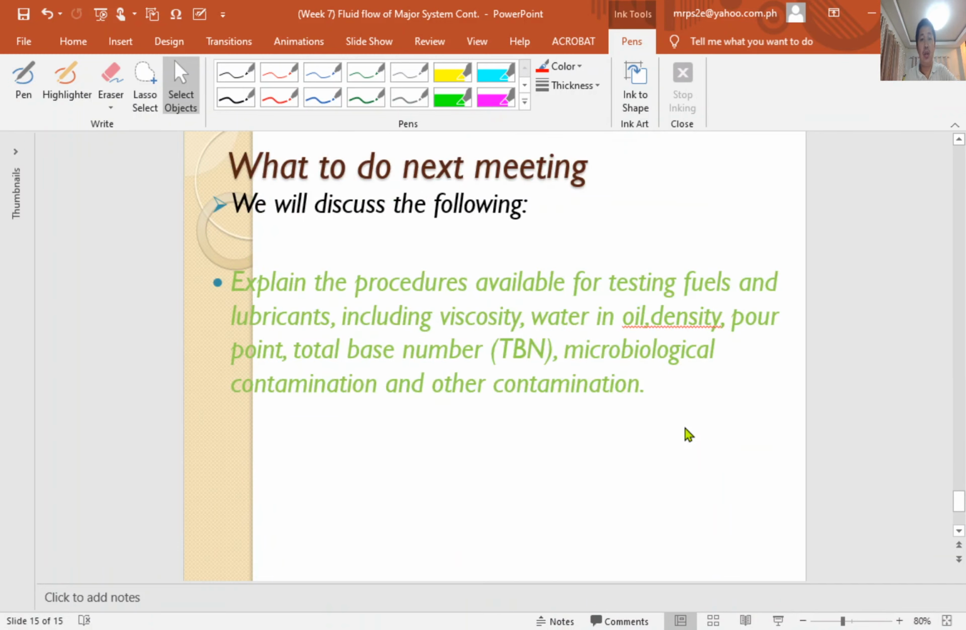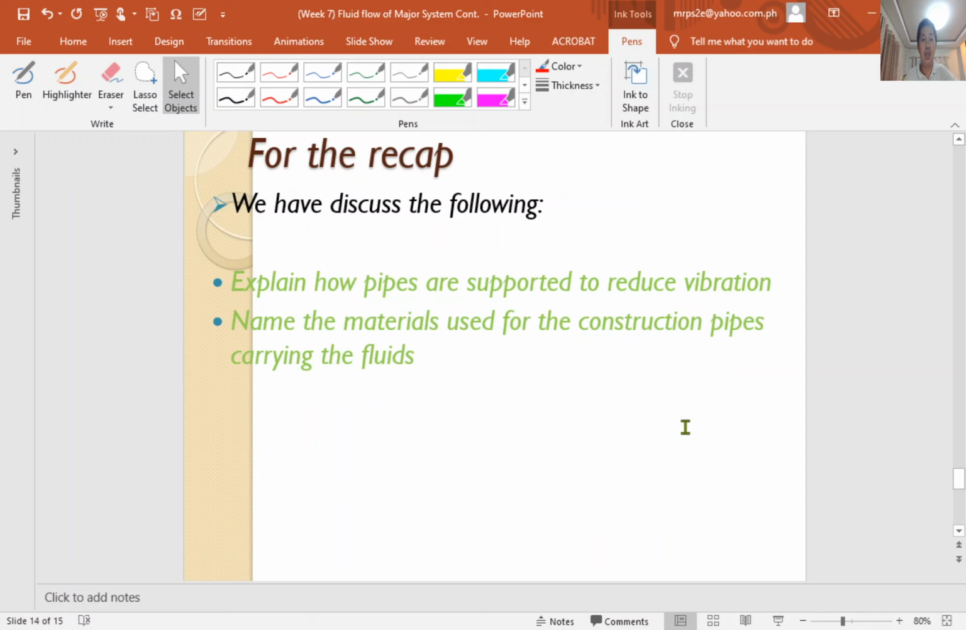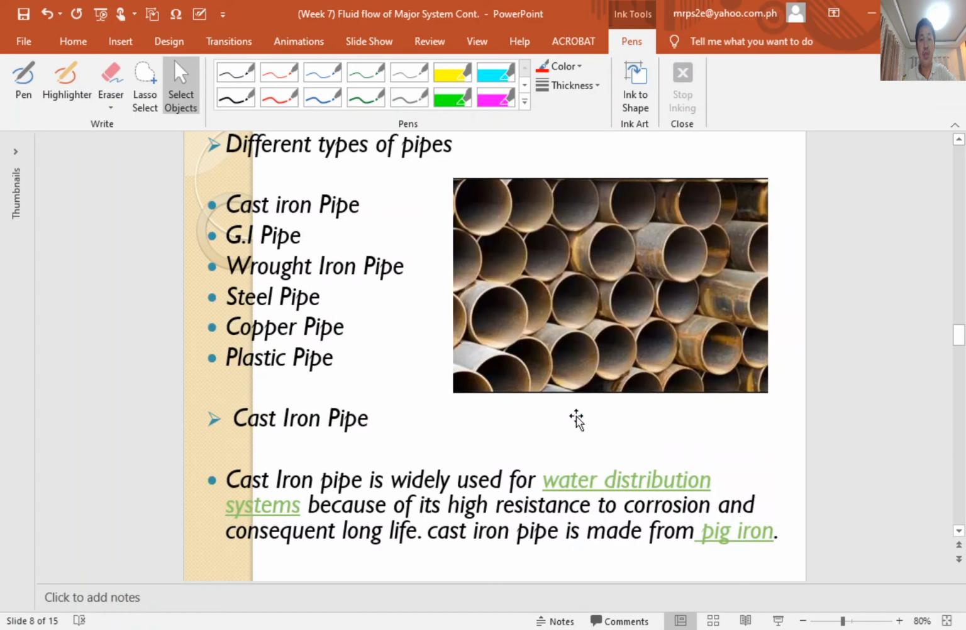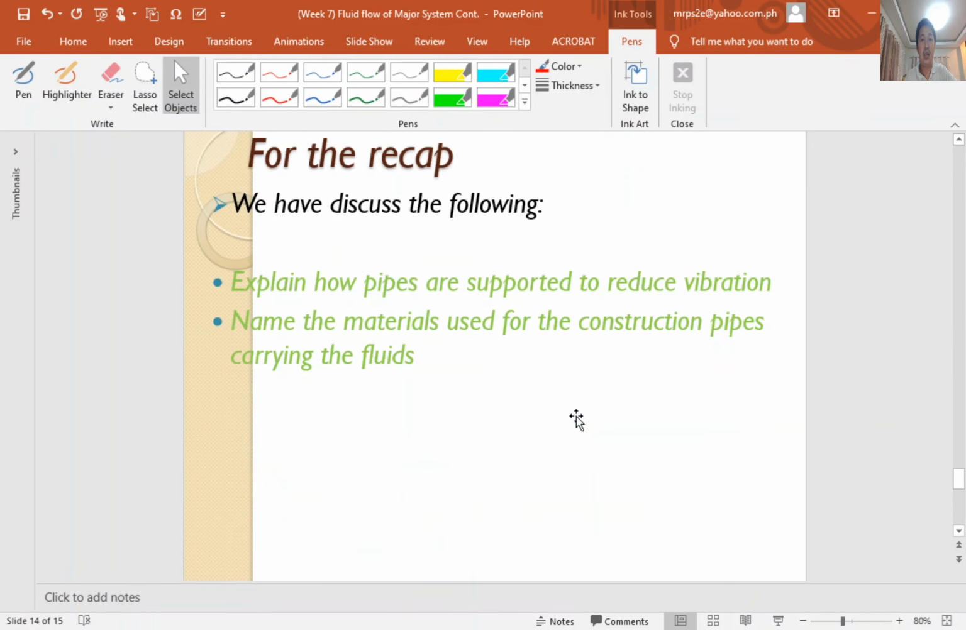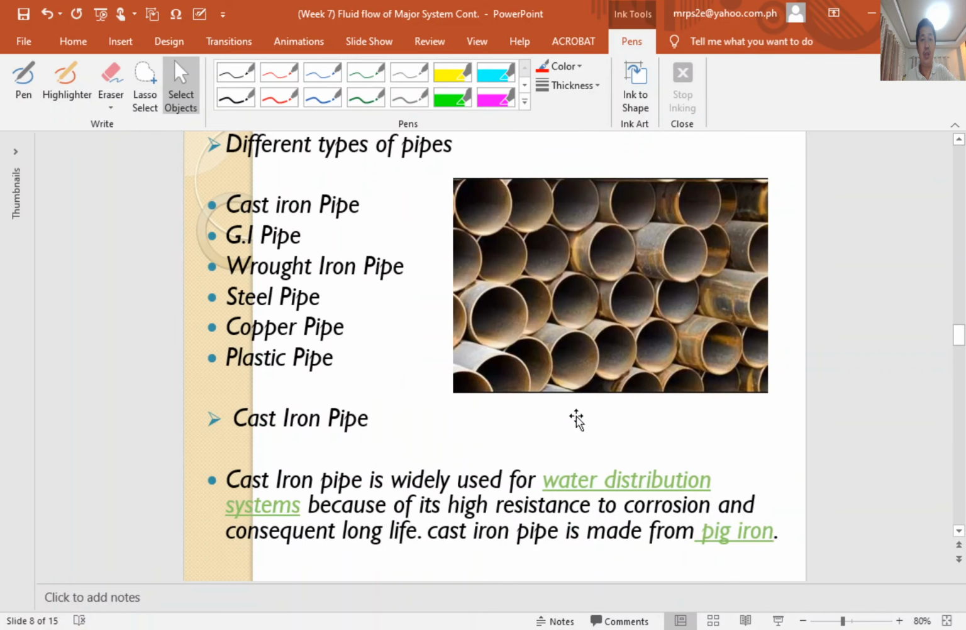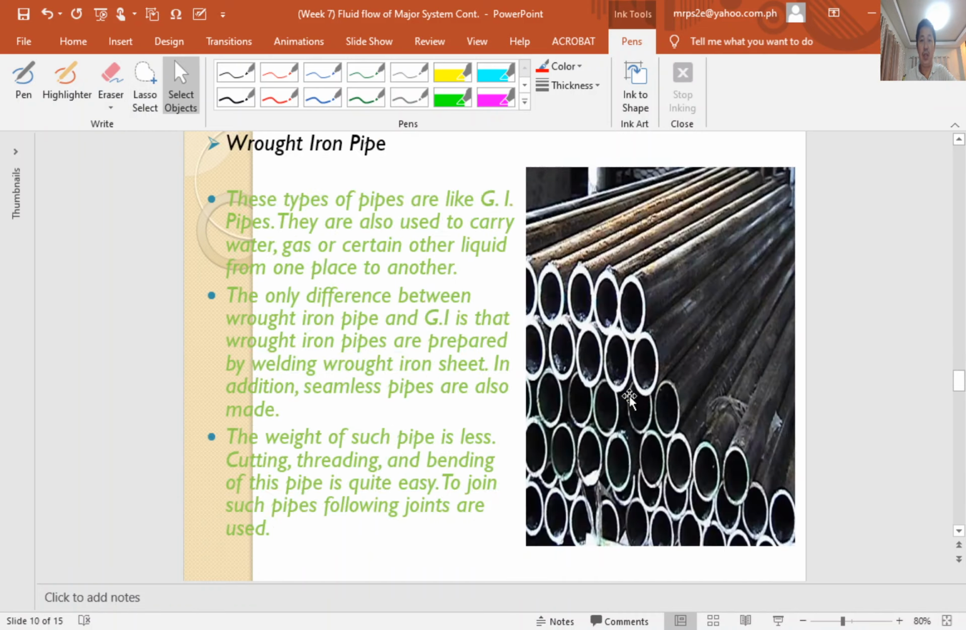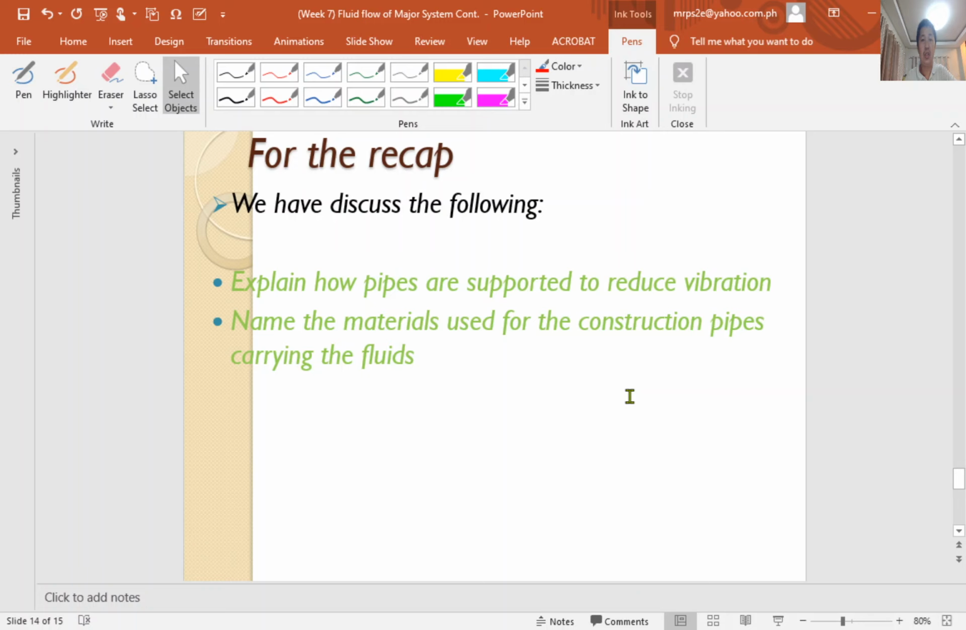We also discussed the names of the materials used for the construction of the pipes carrying fluids. We learned that we have different types of pipes and different materials. Here we have the cast iron pipe, the GI pipe, the wrought iron pipe, the steel pipe, the copper pipe, and the plastic pipe, for different applications.